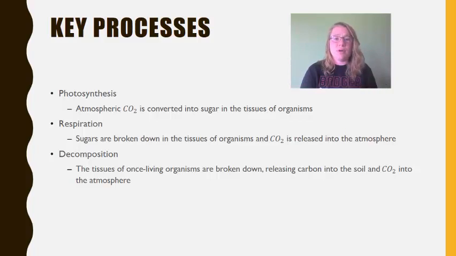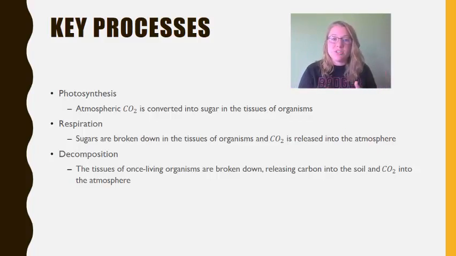There are several key processes to the carbon cycle, and you should already know these three. The first one, photosynthesis. The way that it relates to the carbon cycle is the plants are taking carbon from the atmosphere, which is in the form of carbon dioxide, and converting it into sugars. So the C6H12O6 molecule of sugar, of glucose, is stored in the tissues of those plants and other organisms.